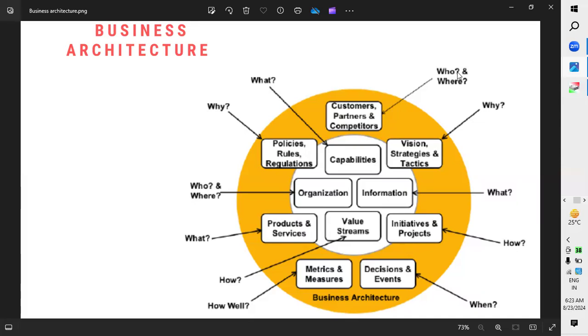So business capabilities is one thing. At the same time, we must know about vision, strategies, tactics, and all that. Next, we must know about the policies, rules, and regulations. What are the different policies they are using? What are the rules and regulations of the organization that we must be aware of? I'm talking about their business policies, rules, and regulations. All these things we must know, because these are the bare basic minimum things you must be good with when you try to understand business architecture.